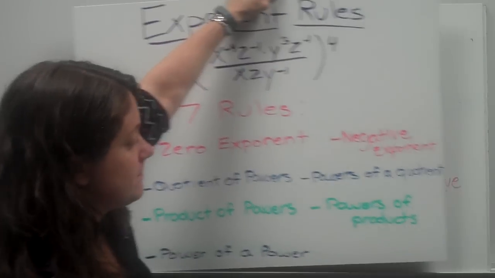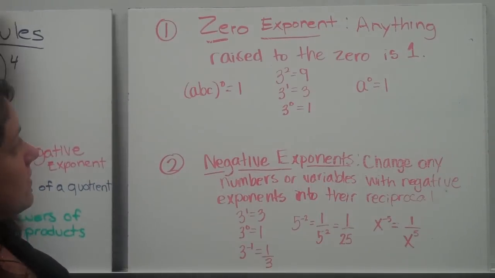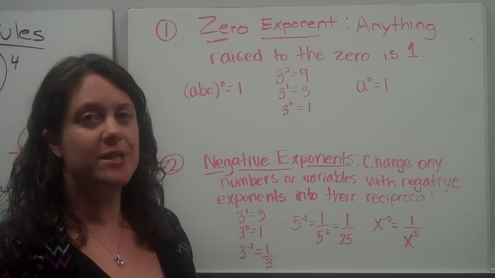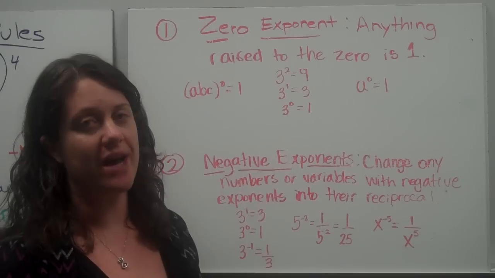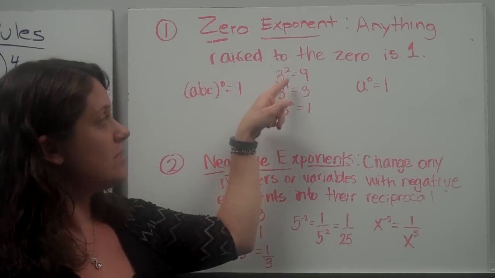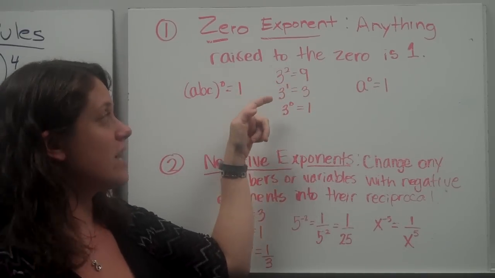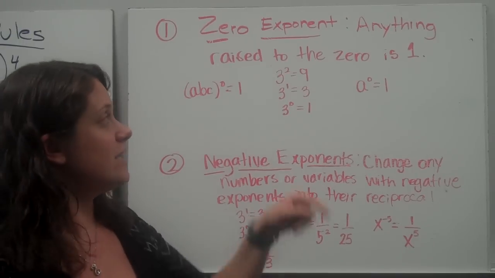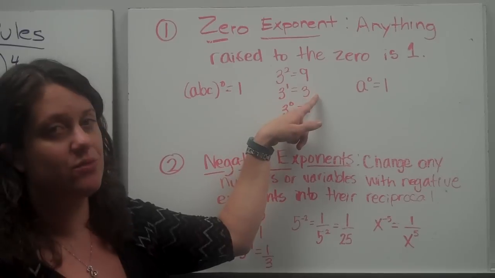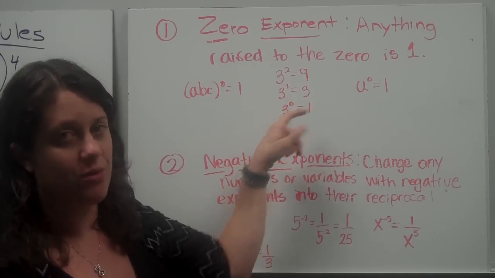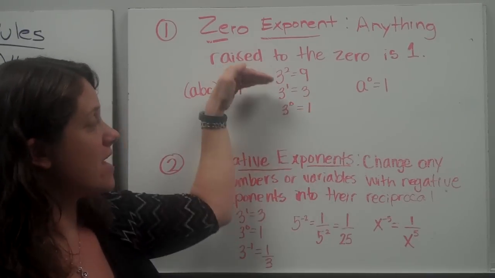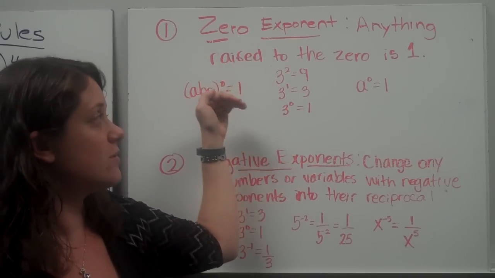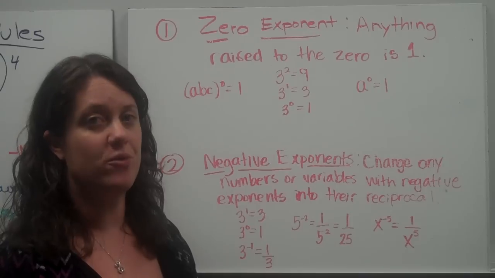So first of all, let's talk about the zero exponent. Anything raised to the 0 power is 1. So that's pretty easy. Let's talk for a moment about why that works. We know that 3 squared is 9. We know that 3 to the first is 3. So each time we have 1 less 3. So we have 9 divided by 3 is 3, and 3 divided by 3 is 1. So if we follow the pattern, it makes sense that 3 squared is 9, 3 to the first is 3, and 3 to the 0 would be 1.